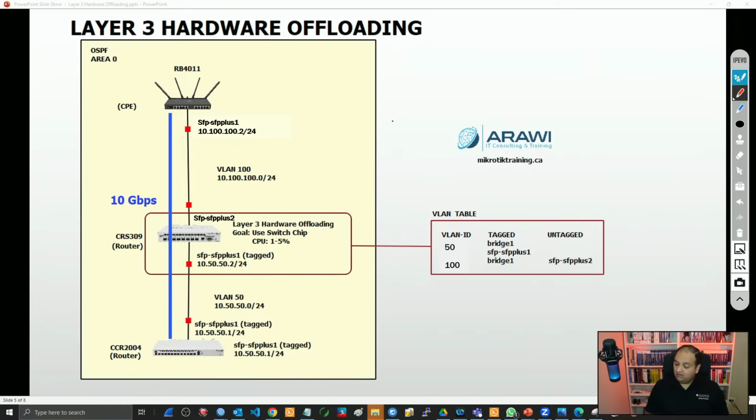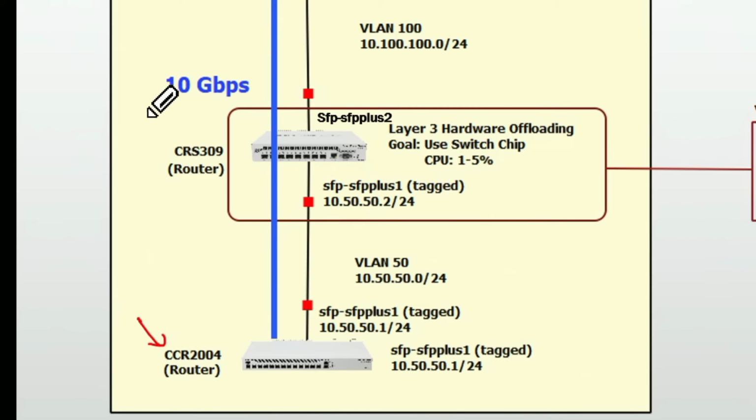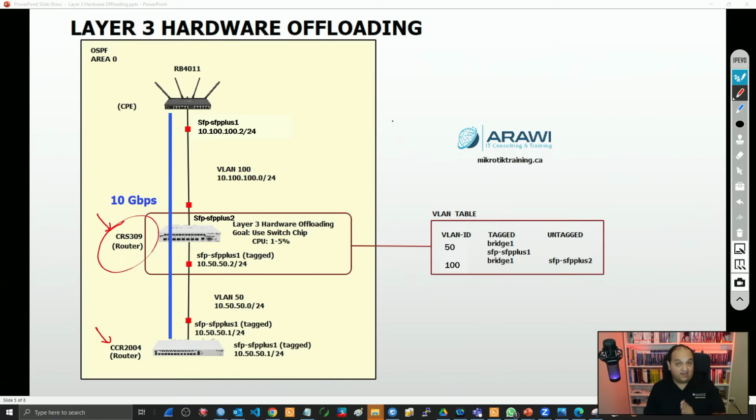So we can see here that we have two routers. I have a CCR 2004 and a CRS 309. They are just two regular routers, even though the CRS is working as a router, as a layer 3 device. And then here at the top, I have an RB411 that is simulating a client. In this case it is an RB411, but it can be a computer, a server, basically any end device.